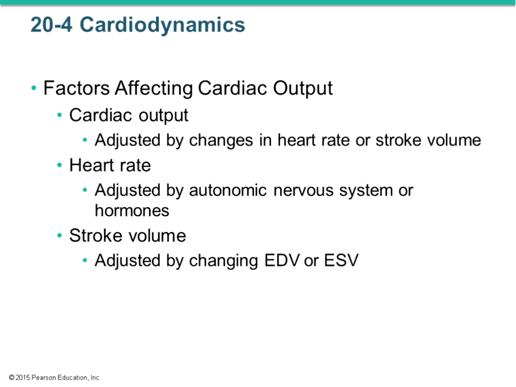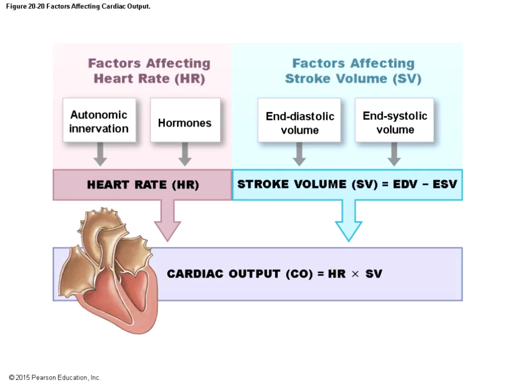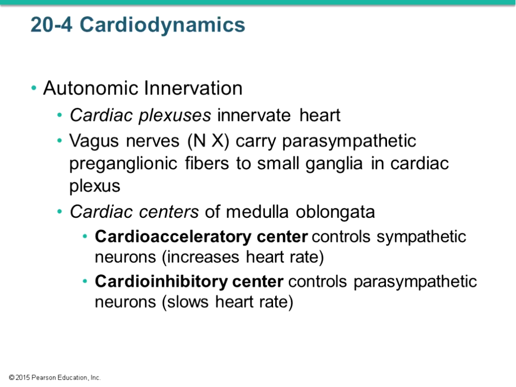Or stroke volume can change, right? Or it may be a combination of both. If you change the amount of blood that's pumped out or that fills, that could change the stroke volume. So either stroke volume or heart rate or both can alter cardiac output. And so you can see that right here. Factors affecting heart rate, autonomic innervation, hormones, are going to drive heart rate up or down. Stroke volume, changes in EDV or ESV are going to alter stroke volume. One of those two things is the only way you can change cardiac output. Okay, so that's something to consider.